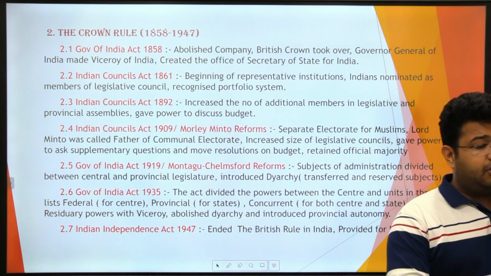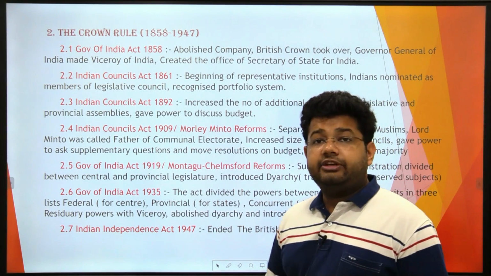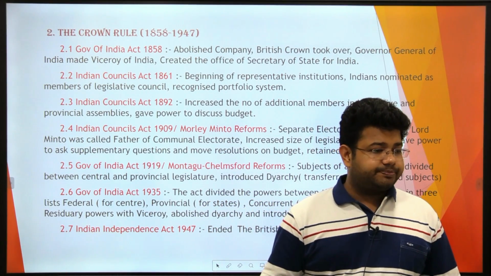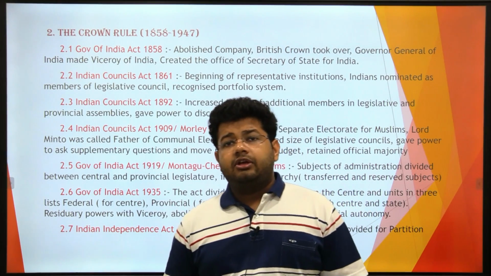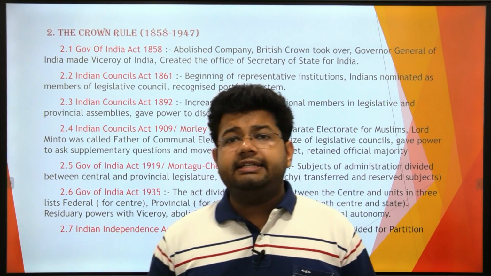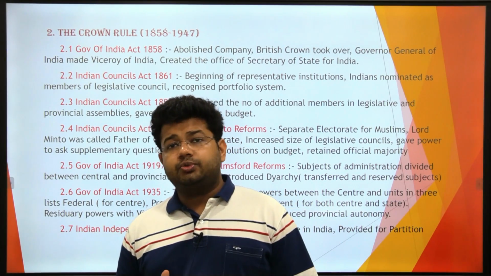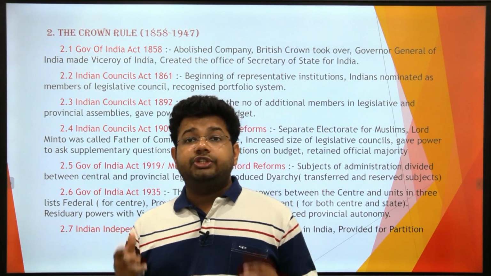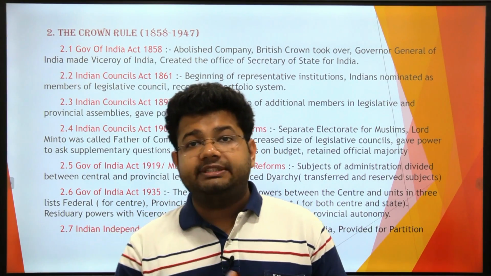Thereafter, we have the Government of India Act 1919, also known as the Montague-Chelmsford Accord. The Montague-Chelmsford Accord divided the powers between the central and the provincial assemblies, and also introduced the system of diarchy, which is a dual government in the provincial setup.